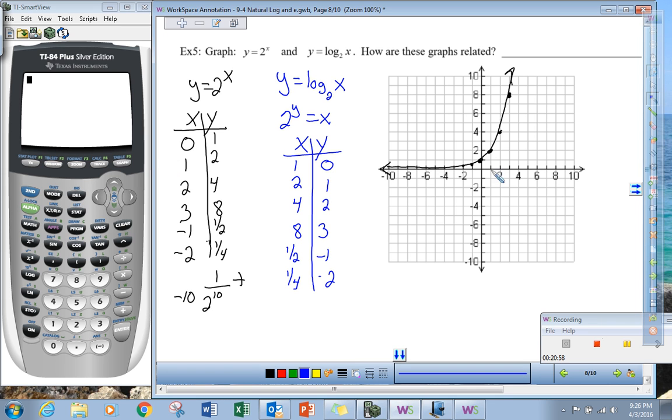Well, let's look at what this graph looks like, though. I've got the point 1, 0. I've got the point 2, 1. I've got the point 4, 2. I've got 8, 3. I've also got 1/2, -1. I've got 1/4, -2. Same as earlier, though. I can never ever get a negative number over here. So now when I graph this, it's going to look like this.